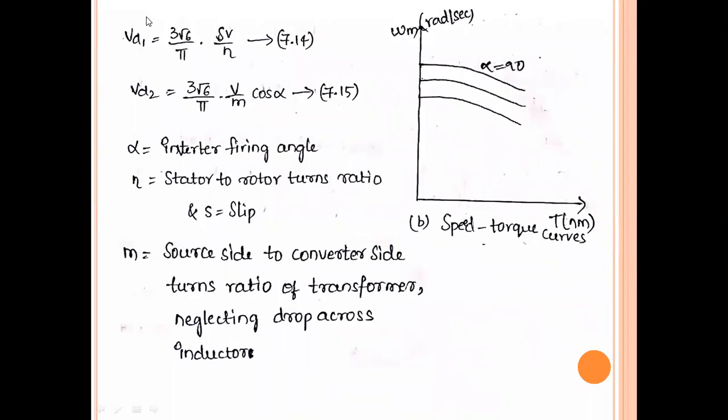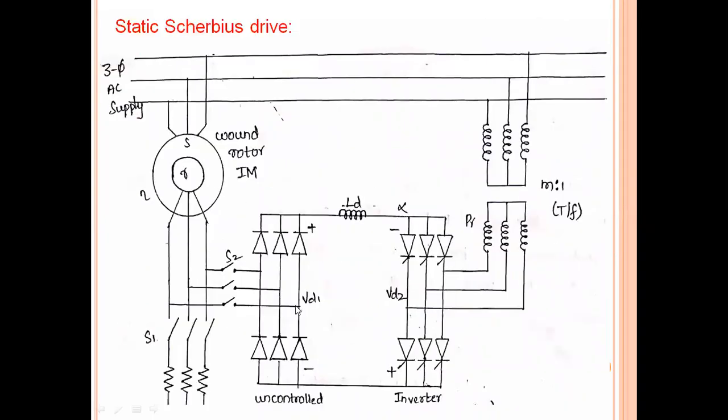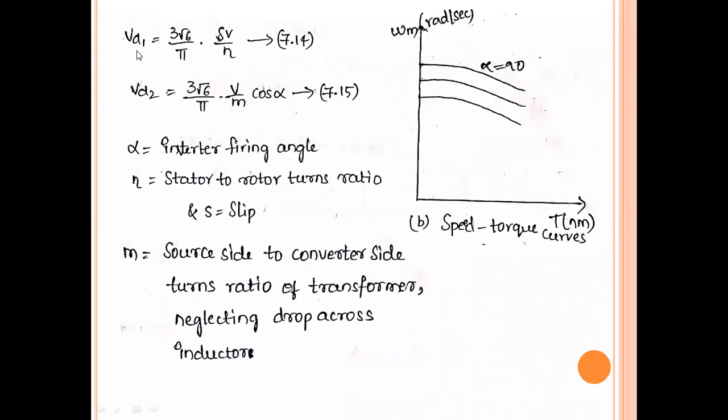And with the help of basics, we will get the VD1, which is the output voltage across this diode bridge rectifier. We can write VD1 as 3√6 by pi into S into V into N, where S is the slip, V is the input voltage, and N is the number of turns of stator to rotor of the induction motor.